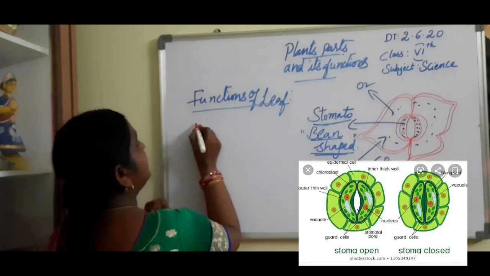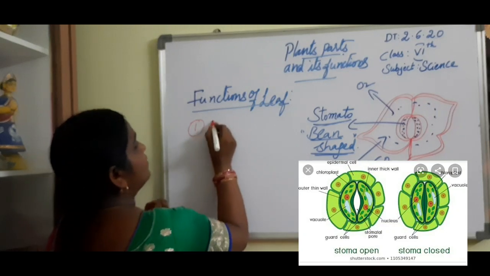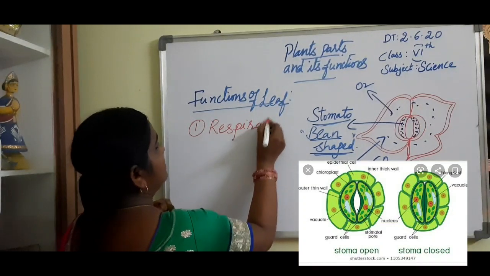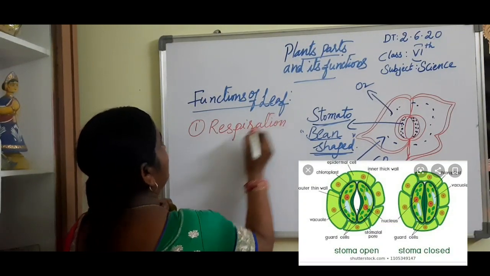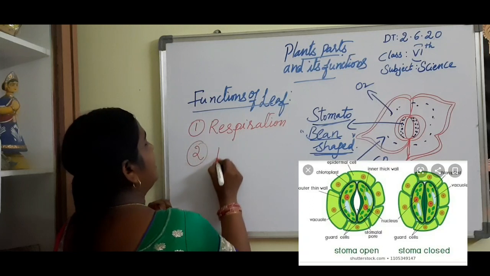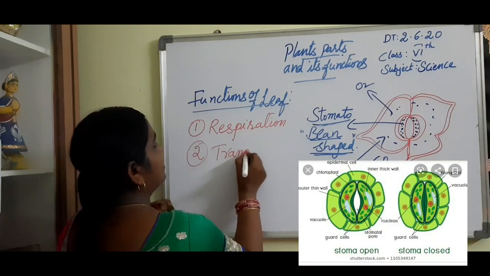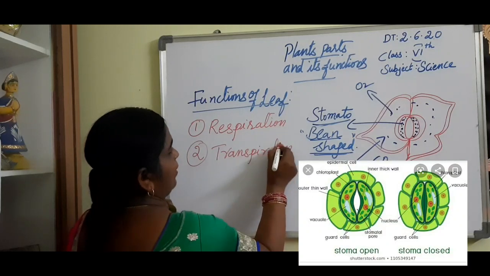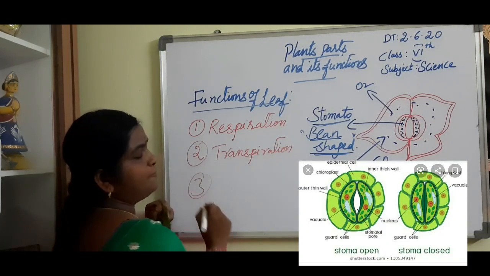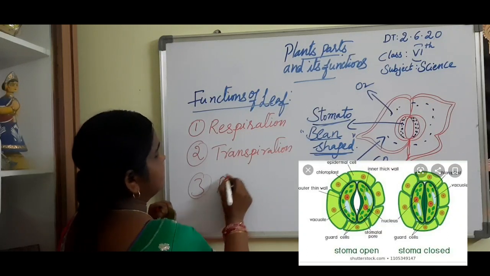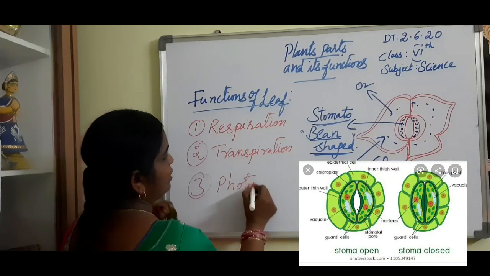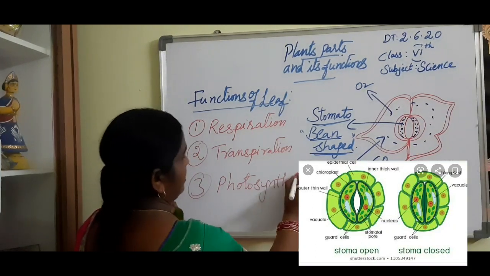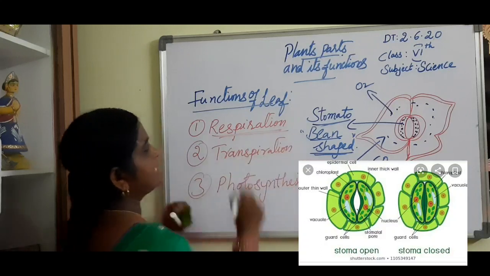Now let us know the important functions of the leaf. The leaf plays three important functions. One is what? Tell me? Respiration. And the second one? Tell me? Transpiration. And the third one? Tell me? Photosynthesis. The first part we have already discussed.